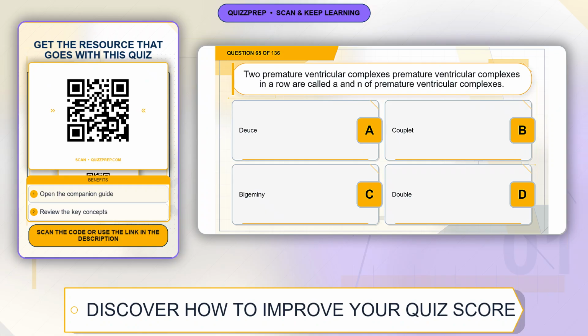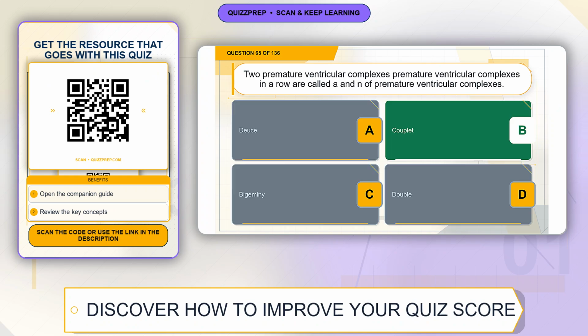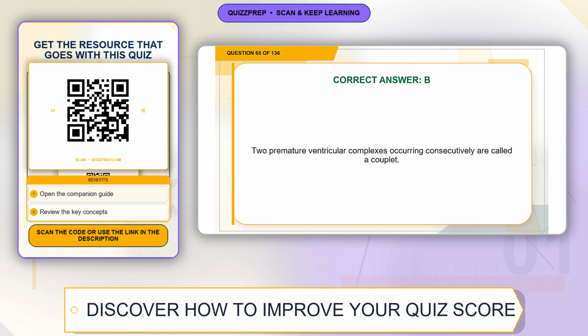Question 65. Two premature ventricular complexes in a row are called a blank of premature ventricular complexes. Option A, deuce. Option B, couplet. Option C, bigeminy. Option D, double. The correct answer is option B, couplet. Explanation: two premature ventricular complexes occurring consecutively are called a couplet.